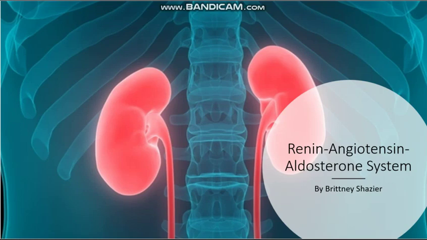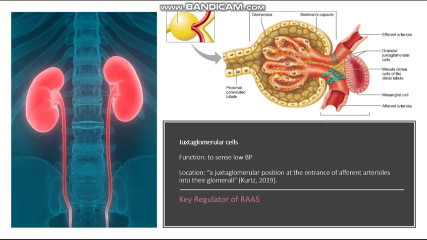Today we'll be discussing the renin-angiotensin-aldosterone system of the kidneys. So the key players in the renin-angiotensin system, which we'll call RAS, are the juxtaglomerular cells. And these cells function to sense low blood pressure.